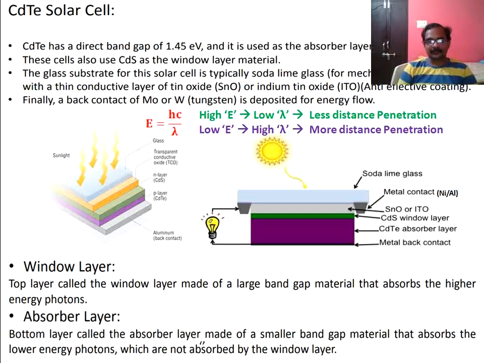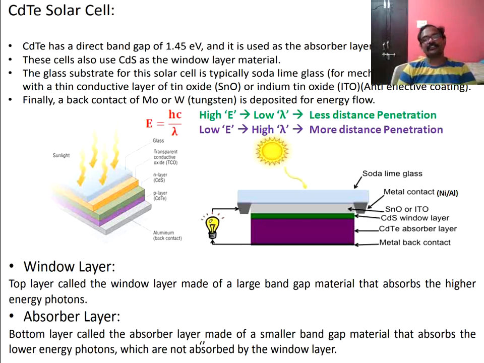The window layer is the top layer, and it is made of a large band gap material that absorbs higher energy photons. The bottom layer is called the absorber layer, and it is made of a smaller band gap material that absorbs lower energy photons which are not absorbed by the window layer, that is, the top layer.